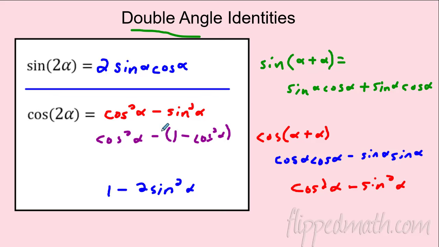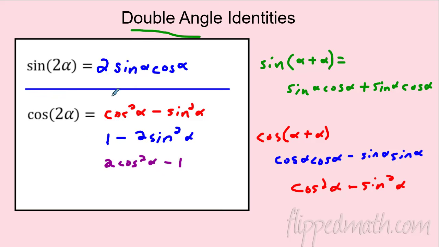Distribute that negative. What's going to happen here? I'll distribute the negative, make this negative positive. Then you can add them together. In this case, we actually get 2 cosine squared alpha minus 1. Excellent. Let me just clean this up a little bit. Okay, so here we go. I wrote this out. These are all the same for cosine of 2 alpha. You can write the first one in red, blue, or purple, depending on your needs. Jot those down, make sure that's good to go.